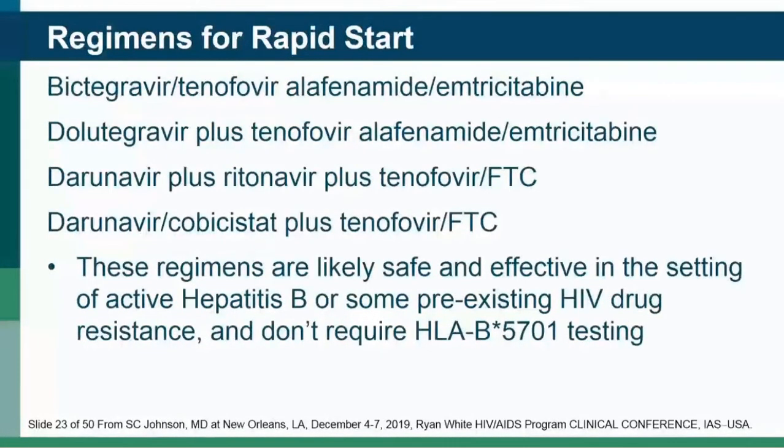And these are some of the regimens that you could consider for rapid start, and the features of these regimens are that they're active against hepatitis B, very likely would be active in the setting of some pre-existing HIV drug resistance, and don't require HLA-B5701 testing.